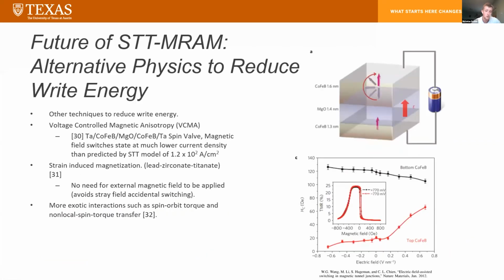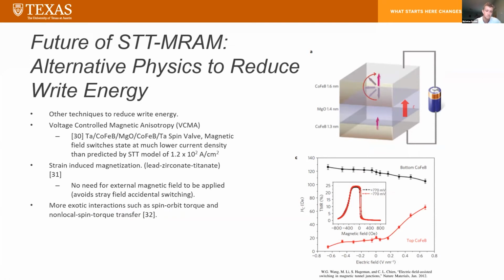Some other things we could do is potentially implement some alternative physics to help further reduce that write energy. One technique is known as voltage controlled magnetic anisotropy, where you apply a bias across the spin valve structure. This lowers the magnetic anisotropy, and as you can see here, it lowers the coercive field needed to switch the state to values that require current densities even lower than that predicted by the STT model.